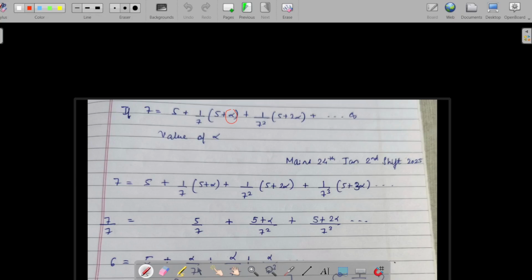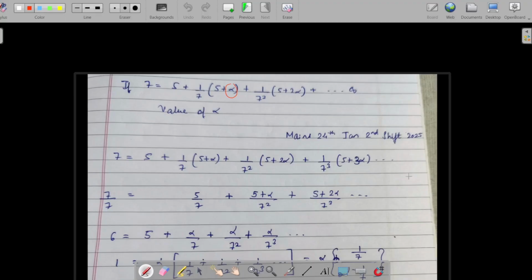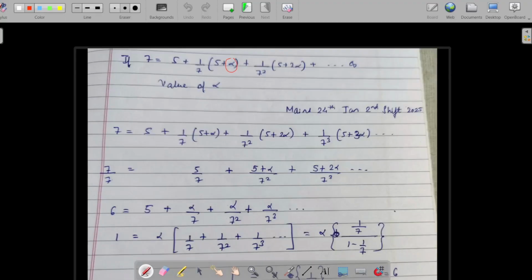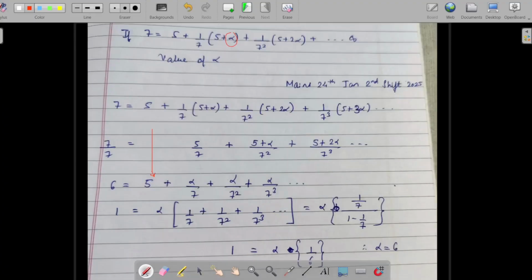R here is 1 by 7, so 7 into 1 by 7. Shift the terms one term to the right. 5 becomes 5 by 7, (5 plus alpha) into 1 by 7 becomes (5 plus alpha) divided by 7 square, similarly by 7 cube, and so on. So when you subtract this, you get 7 minus 1, 6 S. 5 directly comes here. 5 by 7 cancels out, you get alpha by 7. 5 by 7 square cancels out, you get alpha by 7 square, because here it is 2 alpha, it is alpha, so alpha remains again, similarly alpha remains.